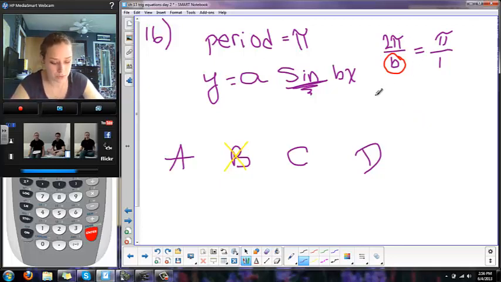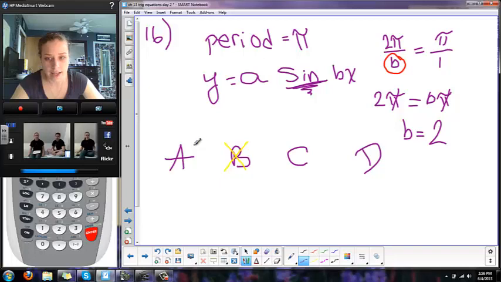So I'm going to cross multiply: 2 pi is equal to b pi, and because there's a pi on both sides, I can cancel those out, and b is equal to 2. So we want the option where you see 2 full curves between 0 and 2 pi, and that is A. So A is our correct answer.